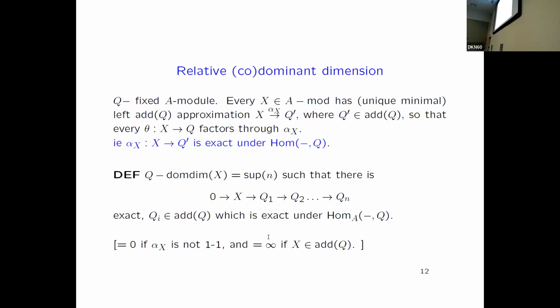And well, it could of course be 0 if your approximation is not one-to-one because you can't get started. And if you can go on forever, then of course it will be infinite. And yes, I should say that if Q happens to be the direct sum of all injective modules, then you get precisely the dominant dimension. So this is a special case.